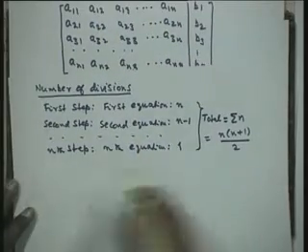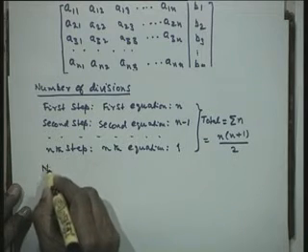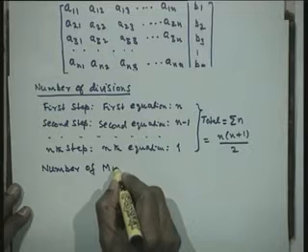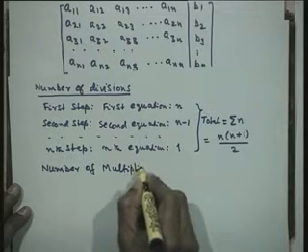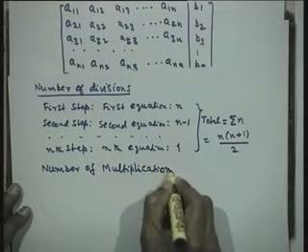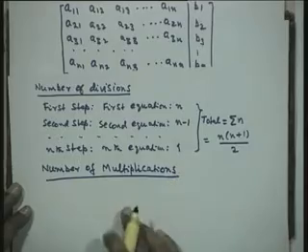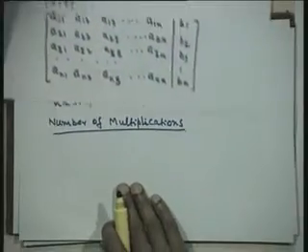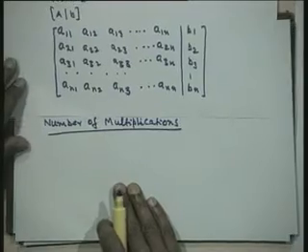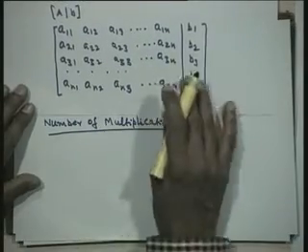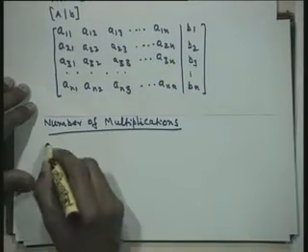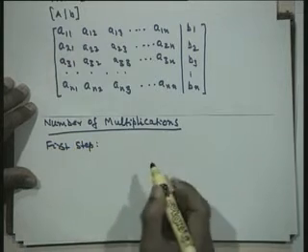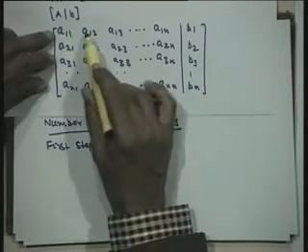So, now we need to find the number of multiplications. Let us write down the number of multiplications. Now, let us go back to the first step. So, let me write it down as first step. Now, when we have divided by a11, I have the elements.